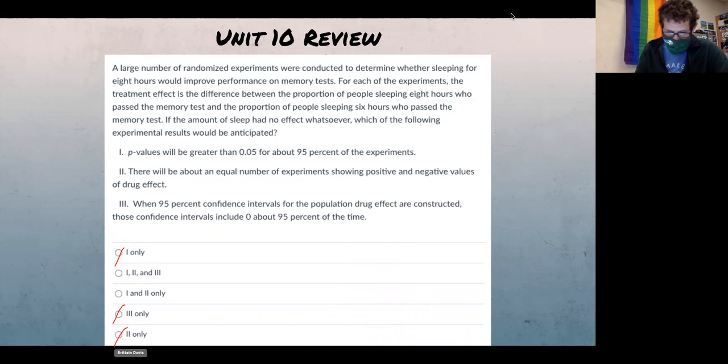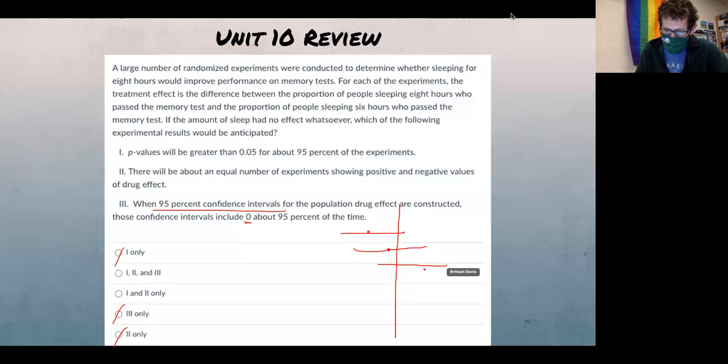When 95% confidence intervals for the population drug effect are constructed, these confidence intervals include 0 about 95% of the time. So remember, a 95% confidence level means that with repeated confidence intervals, we should capture the true population parameter, in this case, the difference in population proportions, 95% of the time. So if there is no effect, that means 0 effect. Then remember the visualization we had that showed, here's a confidence interval that captures the true mean. Here's another one that captures the true mean. Here's one that captures the true mean, and so on.